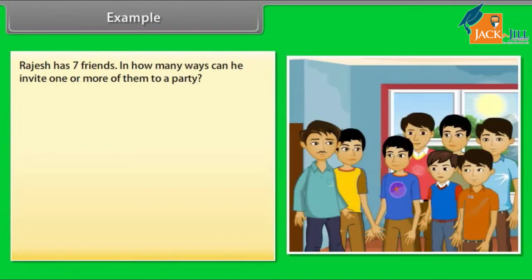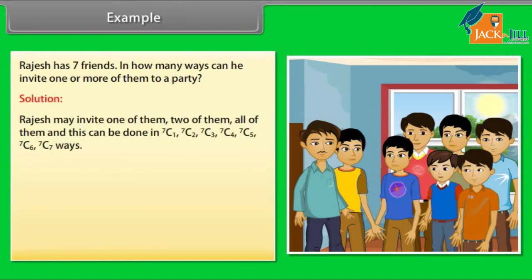Rajesh has 7 friends. In how many ways can he invite one or more of them to a party? Solution. Rajesh may invite one of them, two of them, all of them, and this can be done in 7C1, 7C2, 7C3, 7C4, 7C5, 7C6, 7C7 ways.